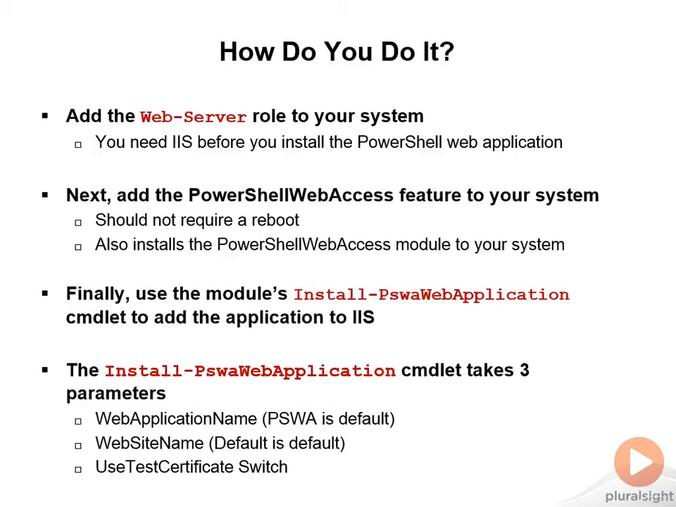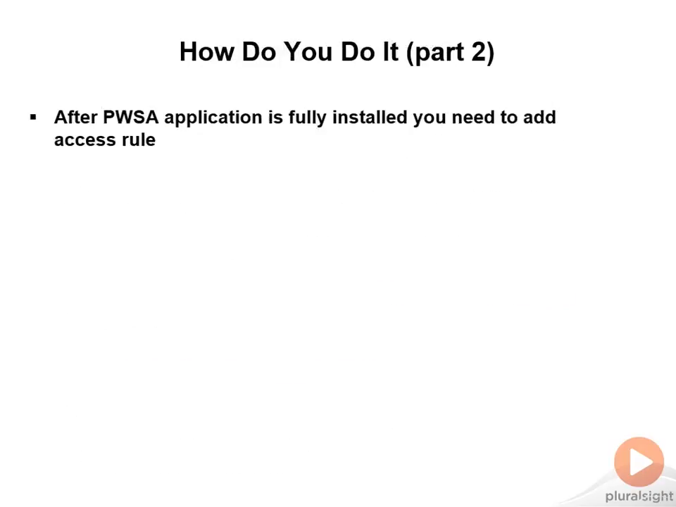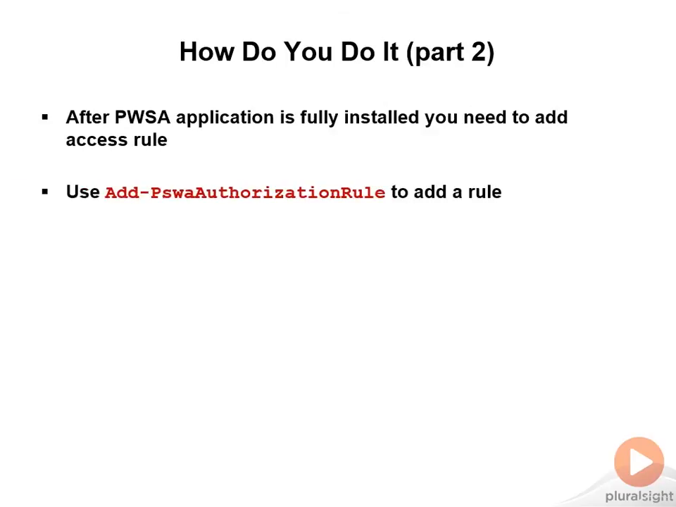Now, the Install-PswaWebApplication cmdlet takes three parameters. The web application name, which is pswa by default. The website name, we're basically going to put this underneath Default Web Site. And whether or not to use test certificates. I've chosen to use test certificates here just to make life simple. Now, once you've done that, you need to fully install that and add an access rule.